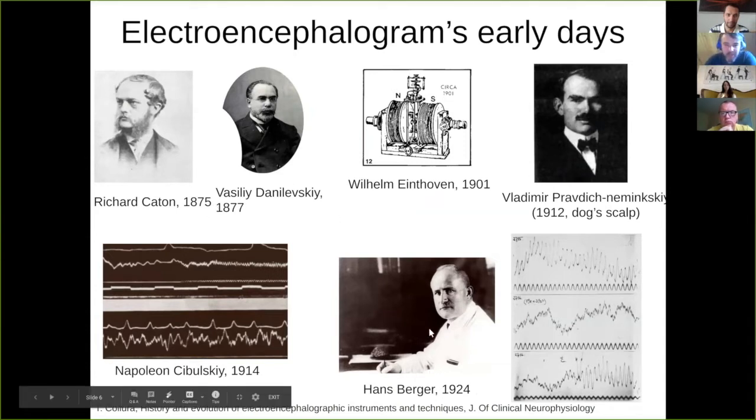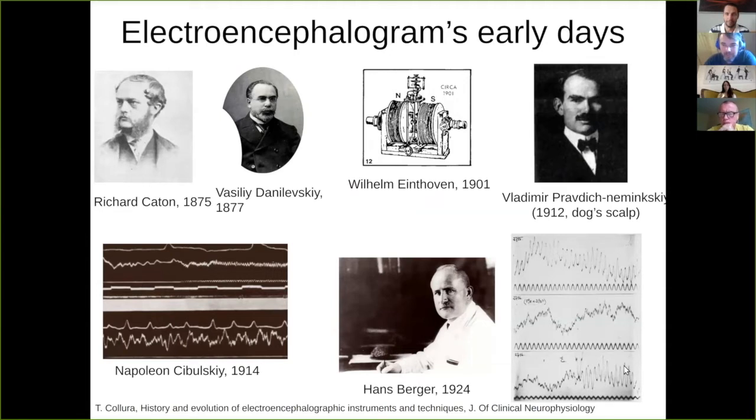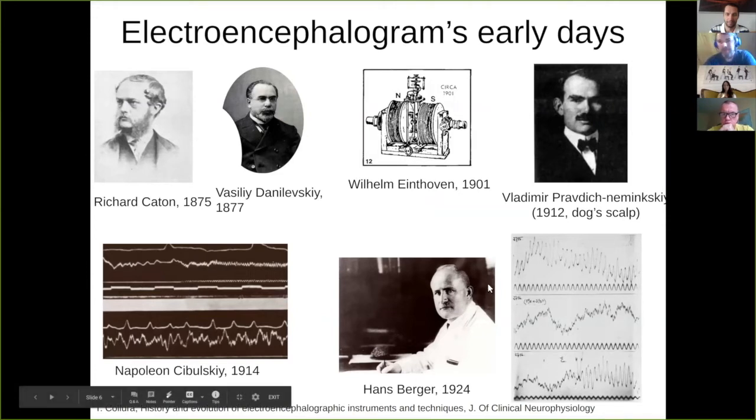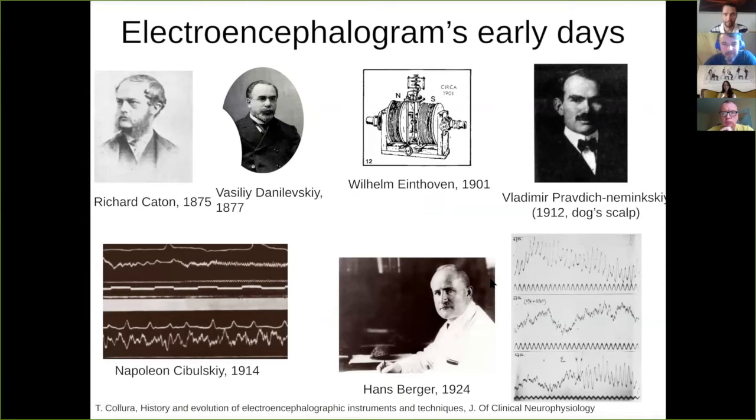And Hans Berger, at the beginning of the 20th century, recorded the first human encephalogram invasively and registered this rhythm that he called alpha rhythm because it was, I guess, the first rhythm that was found. That's why it's alpha. Then several other rhythms were detected, like theta, beta, and others. They all have different frequencies, but the name alpha, I believe, is due to historical reasons.